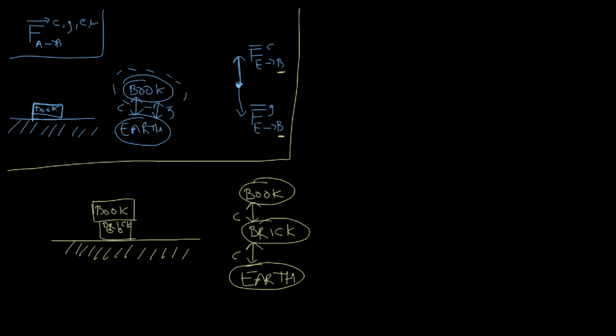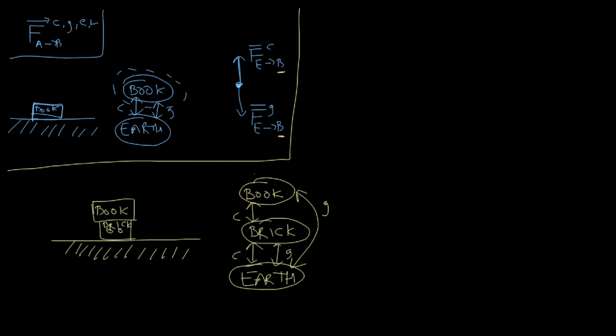Now, the earth has a significant gravitational interaction with the brick, so I have this interaction. The earth also has a significant gravitational interaction with the book, so I have another significant gravitational interaction. There is, in principle, a gravitational interaction between the book and the brick. If you think about it, there is in principle a gravitational interaction between you and any other object around you, but that interaction is really tiny. It is not significant. So we will neglect the gravitational interaction between the book and the brick.